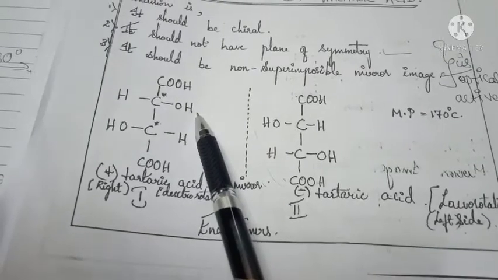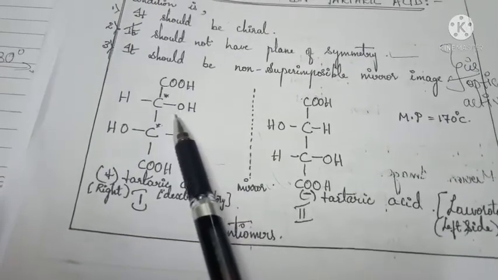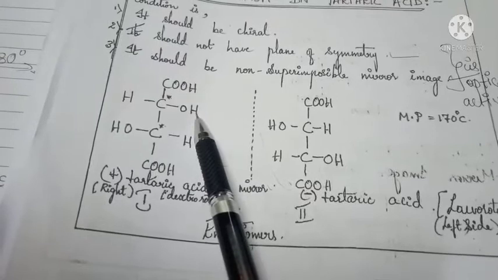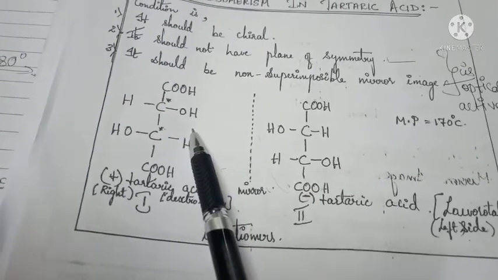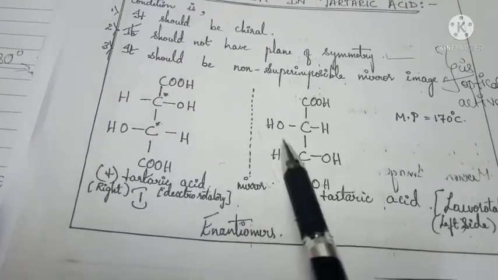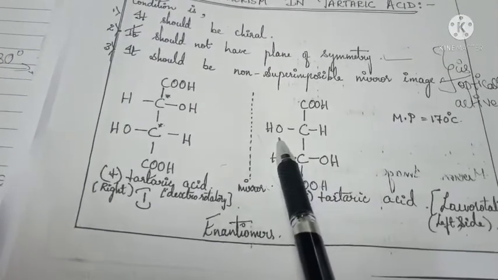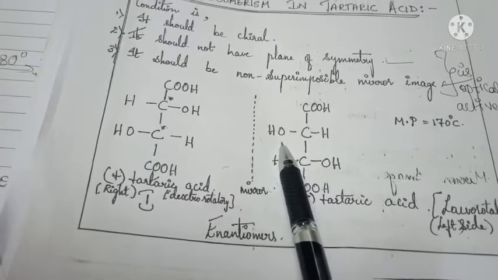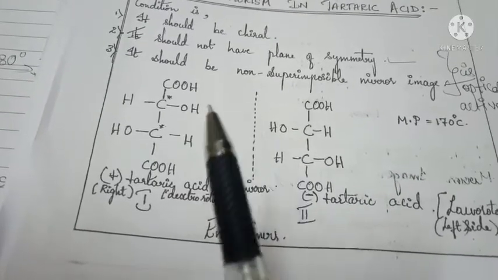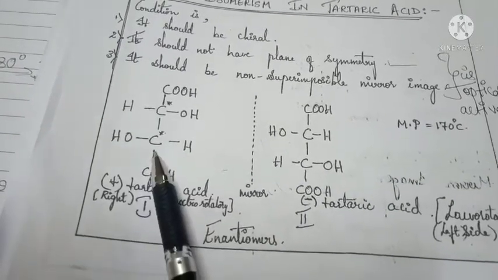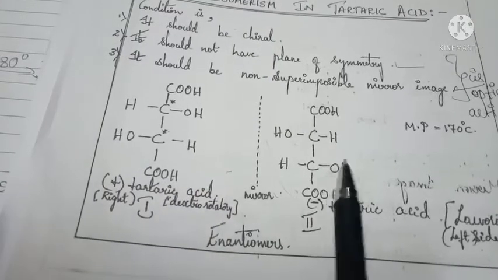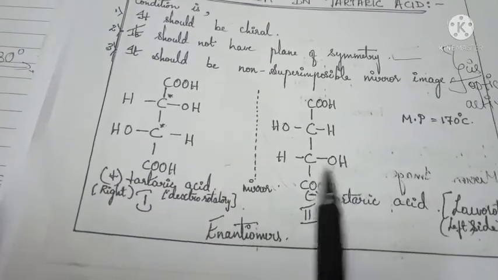The OH group is present on the right side, so it is dextrorotatory. And this OH group is present on the left side, so it is levorotatory. Do you get it? So that's why this is the dextrorotatory and this is the levorotatory tartaric acid.